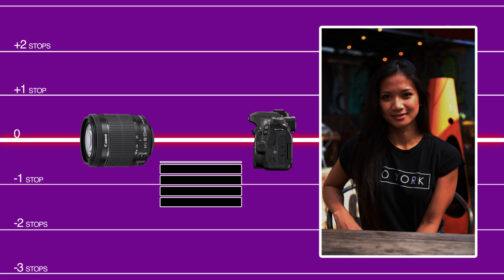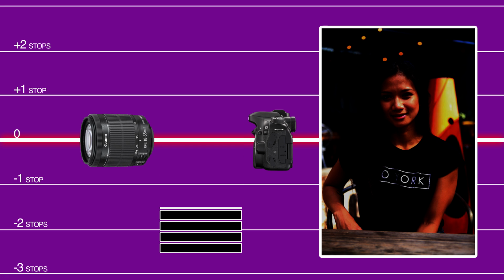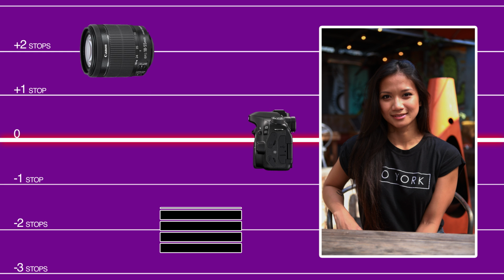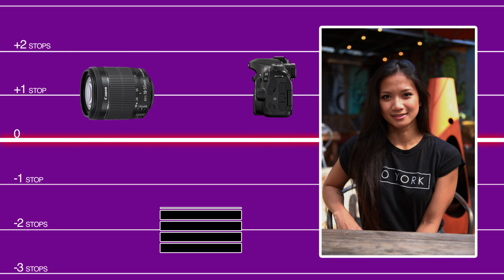Let's say you bring this down 2 stops. Your image is gonna come out 2 stops too dark. Then you can bring this up 2 stops to balance it out, or you can bring this up 2 stops, or you could bring them both up 1 stop.